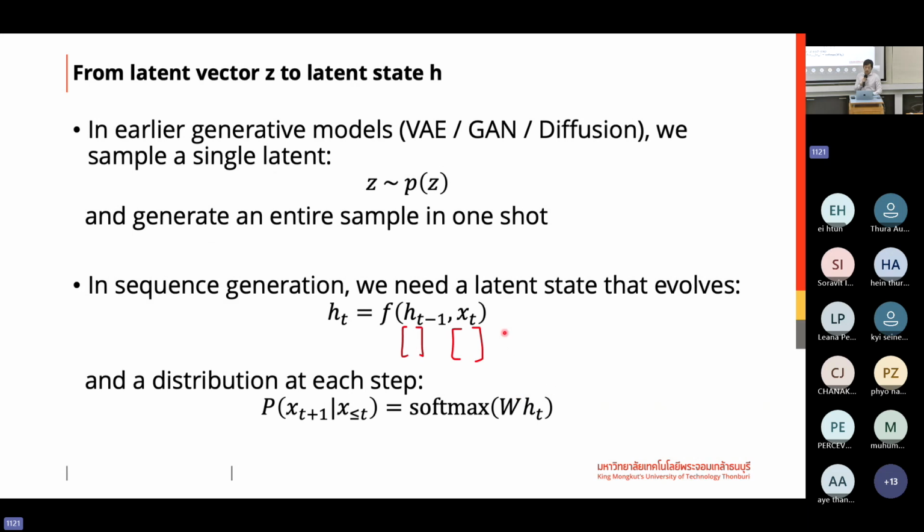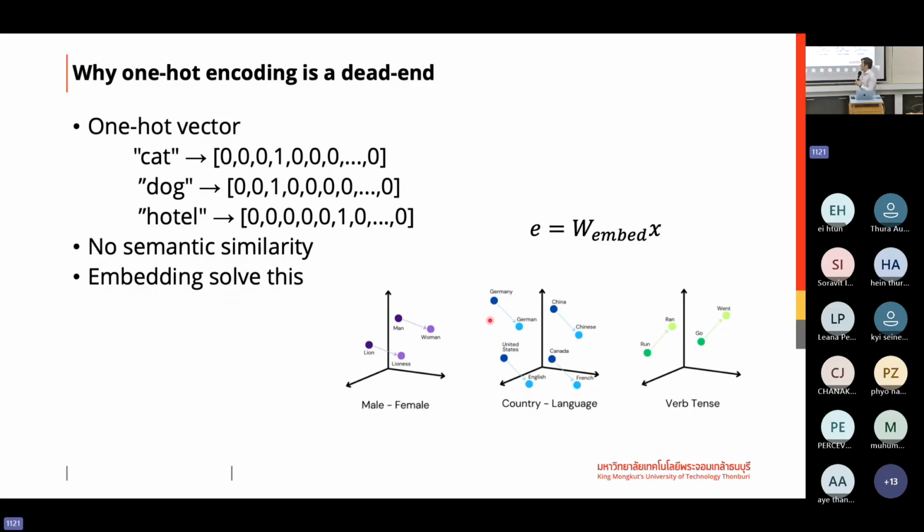However, X, right? There is a problem with X. What type of token should we use for X? This is quite problematic. Why? Suppose we use a very naive method by encoding every word as a one-hot vector. What would happen? Cat would be 0, 0, and 1. Dog, also 1. Hotel, also 1.